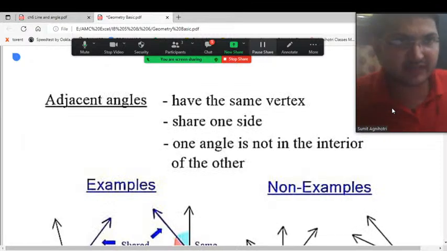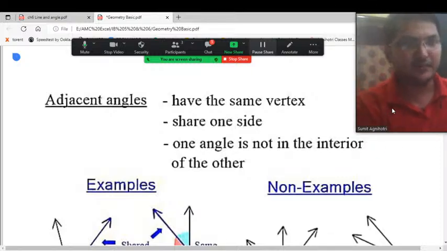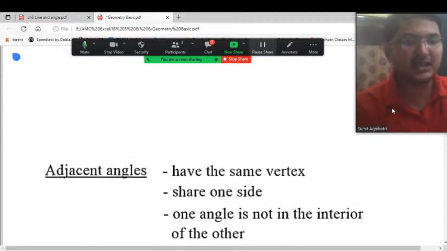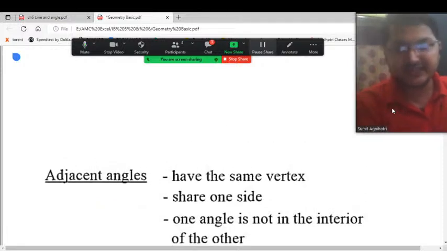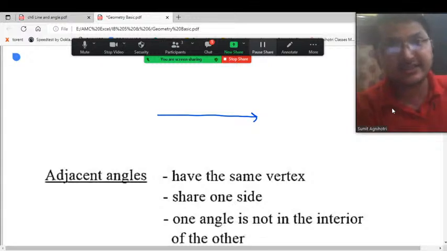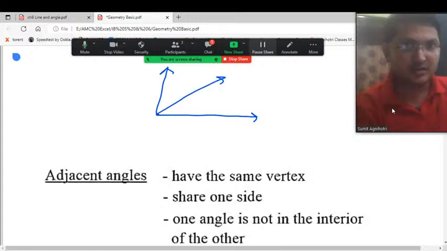Now we will define some other things based on angles. First I'm going to explain adjacent angles. What are adjacent angles? Adjacent angles are those angles which have the same vertex and one of their arms is common. One arm is common.